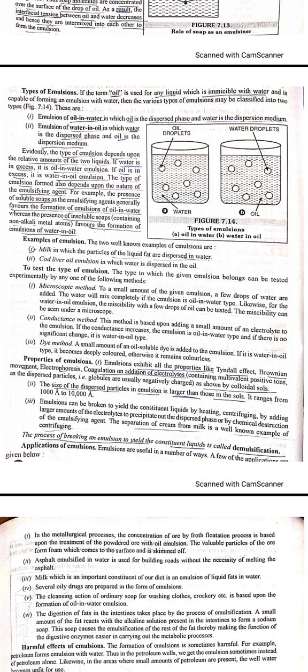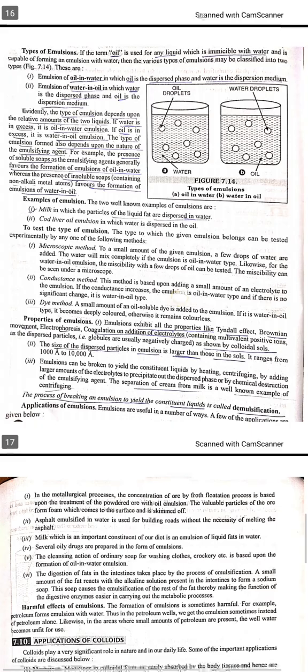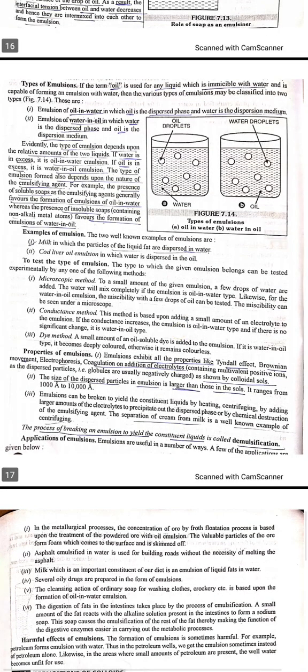Then next, several oily drugs are prepared in the form of emulsions, and also the cleansing action of ordinary soap for washing clothes, crockery, etc. is based upon the formation of oil in water emulsion. Now, sixth one is digestion of fats in the intestines, which takes place by the process of emulsification. A small amount of the fat reacts with the alkaline solution present in the intestines to form sodium soap. This soap causes the emulsification of the rest of the fat, thereby making the function of the digestive enzymes easier in carrying out the metabolic process.